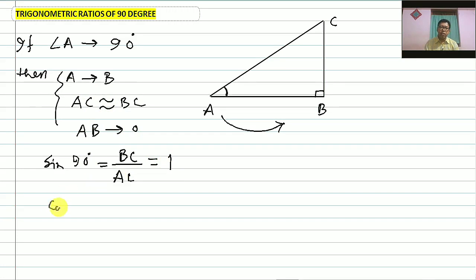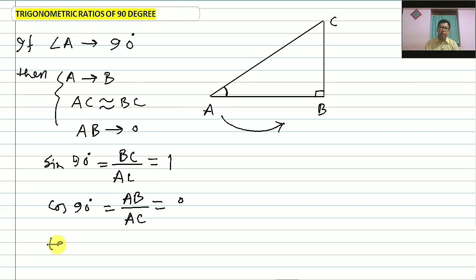Next is cos of 90 degree. Cos theta is equal to base upon hypotenuse, AB upon AC. Now AB is tending to 0. When angle A is exactly 90 degrees, AB will be equal to 0. So 0 divided by AC is equal to 0. So cos 90 degree is equal to 0.